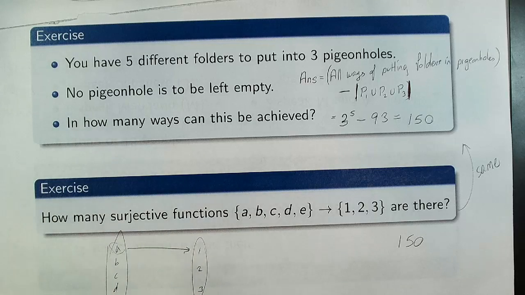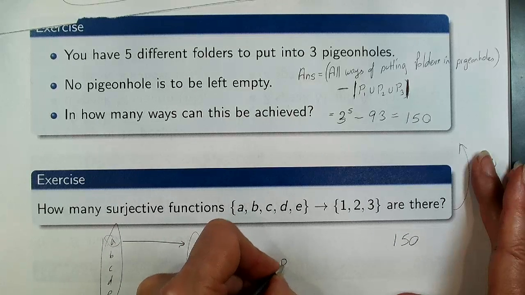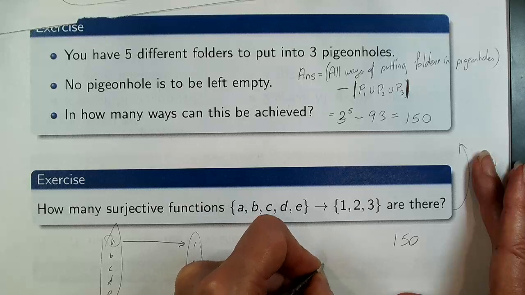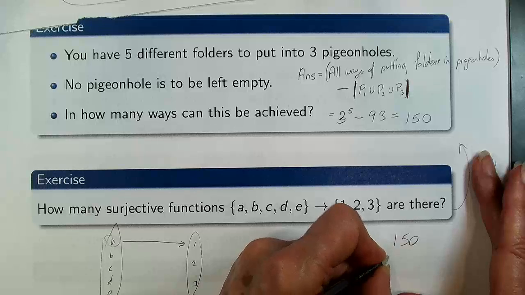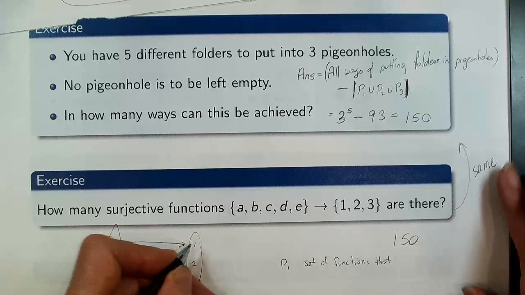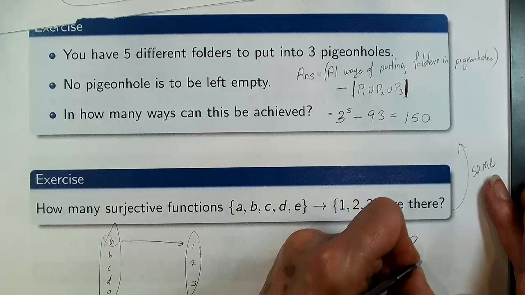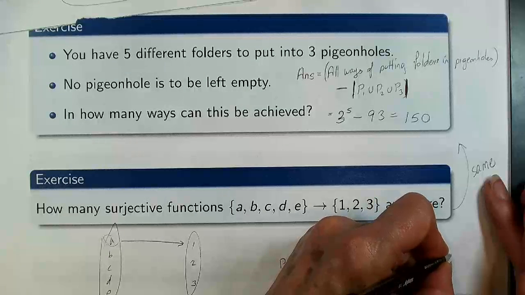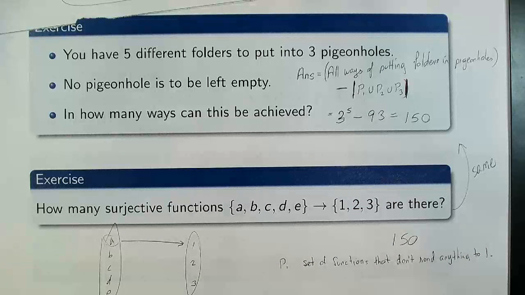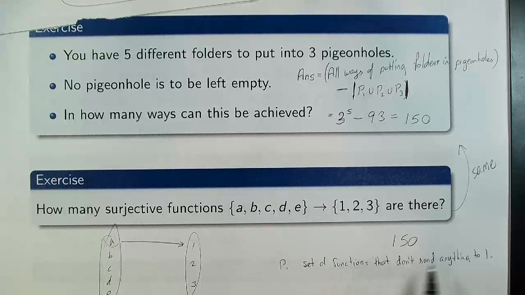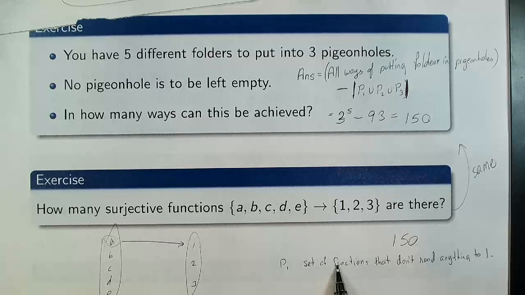P1, P2, and P3 are going to correspond to, essentially, P1 is the set of functions that don't send anything to 1, and so on. So instead of don't put a folder in the first pigeonhole, it's don't send an element to 1.